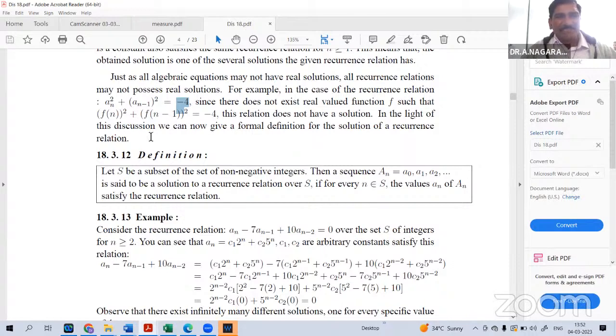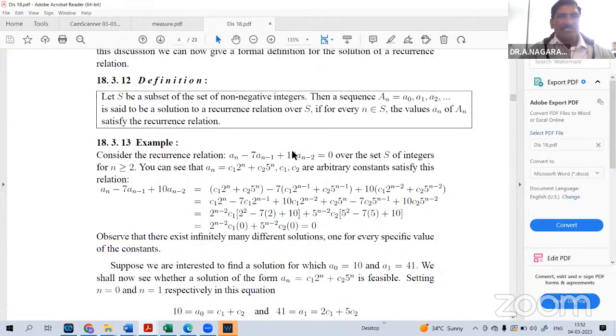In this slide, the discussion we can now give is a formal definition of the solution of the recurrence relation. Sir, whatever number you substitute, can we get minus 4? Can you check it? An square plus an minus 1 whole square equal to minus 4. So this is an impossible situation. Some recurrence relations may not give solutions. That is one note point you should remember.